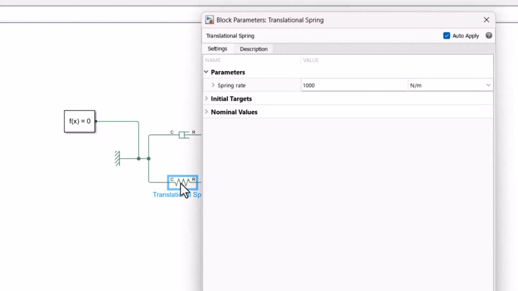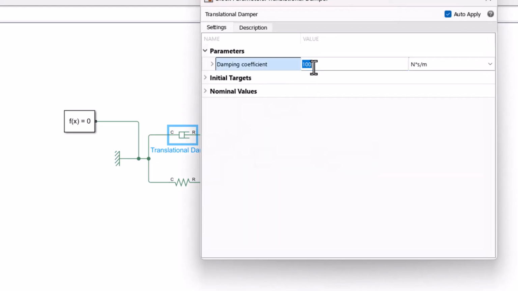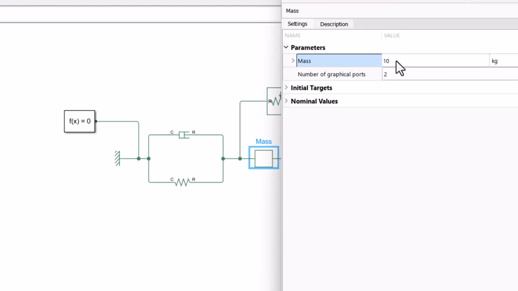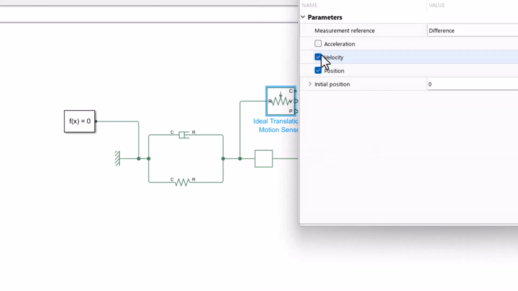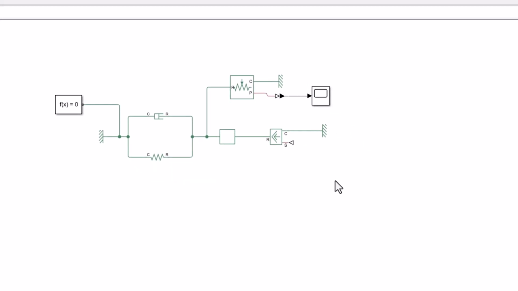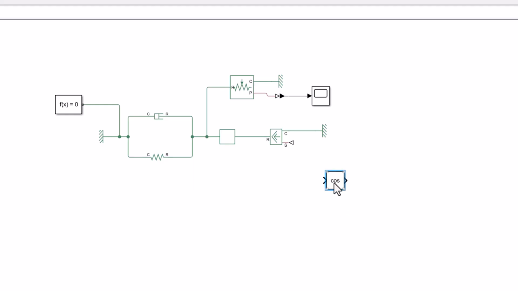And I'm going to define the parameters of the system. So k was 4,000. c was 20. m was 10 kilograms. And I only want the position of the system. I also create a copy of the wall and connect it to here. A PS-Simulink converter in order to be able to plot the results. The only remaining term is the external force, for which I am going to use the cosine block.